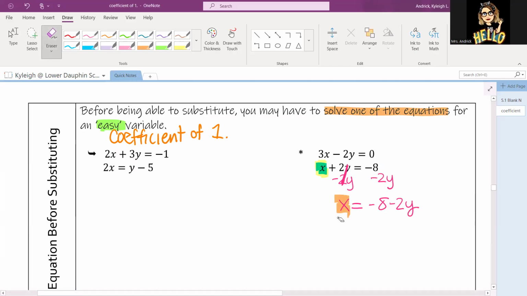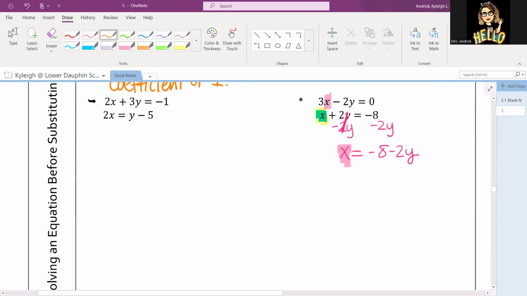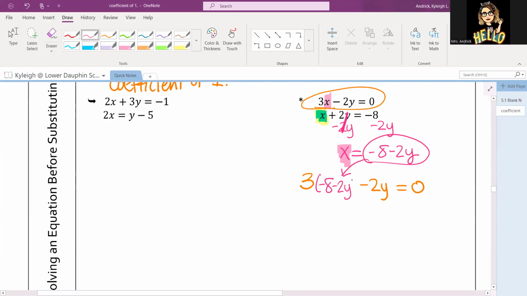So now we're going to take that variable and plug it into the top equation for whatever it says. In this case, it says x equals. So we're going to plug it into the top equation for x. I'm going to write 3x minus 2y equals 0 because that's my equation. Now I'm getting rid of this x. It's going away, and I'm replacing it with what this is right here. So I'm going to write -8 minus 2y in that spot. So there was an x. It's now gone. It's replaced with what x is equal to.